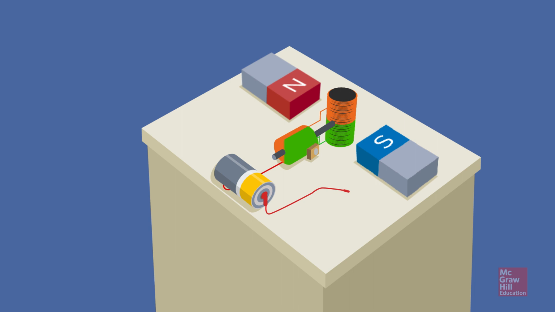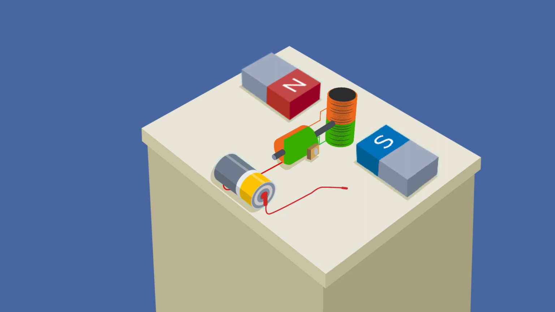Electric motors transfer electric energy into mechanical energy. How do they do it? A simple electric motor has three main parts: a coil of wire connected to a rotating shaft, a permanent magnet, and a source of electric energy, such as a battery.